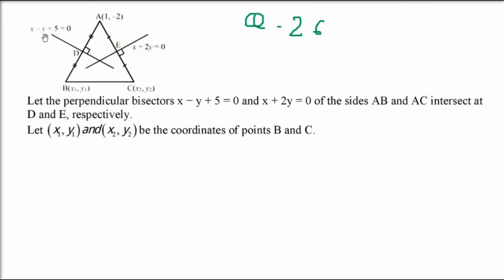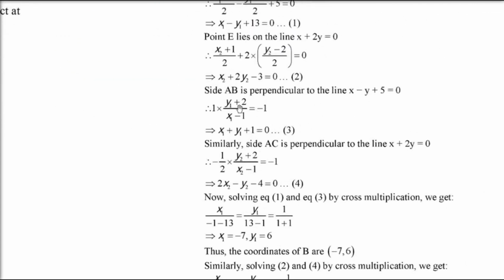Again, coming to line AB. What is the slope of x - y + 5 = 0? It is y = x + 5, so the slope is simply 1. The slope of AB is (y1 - (-2))/(x1 - 1) = (y1 + 2)/(x1 - 1). When we multiply these two slopes, it will be -1. So you get an equation for x1, y1 here, and again an equation for x2, y2.